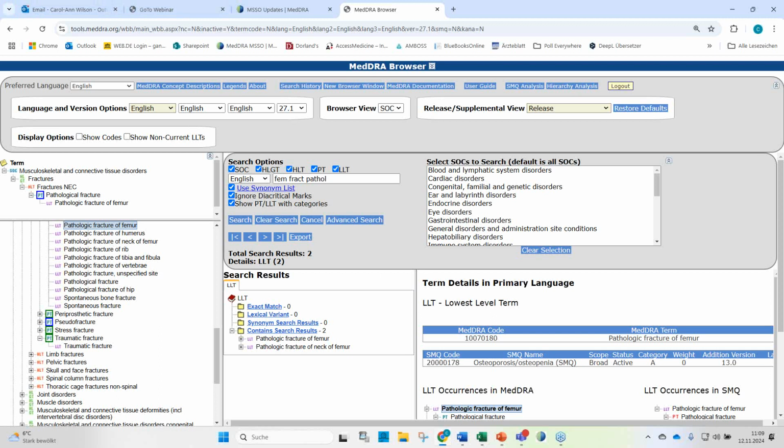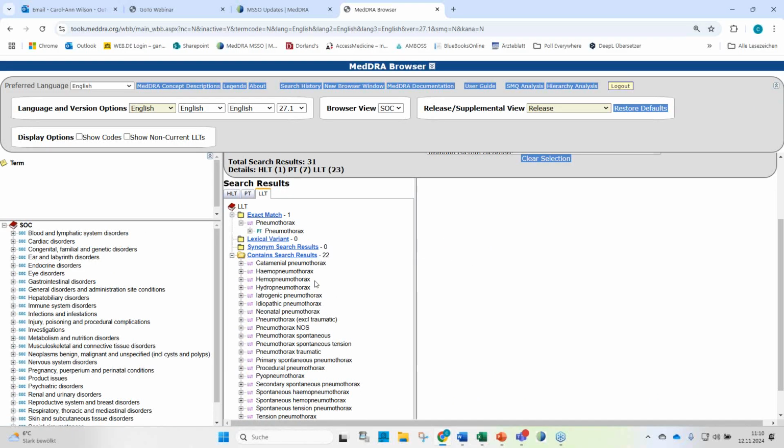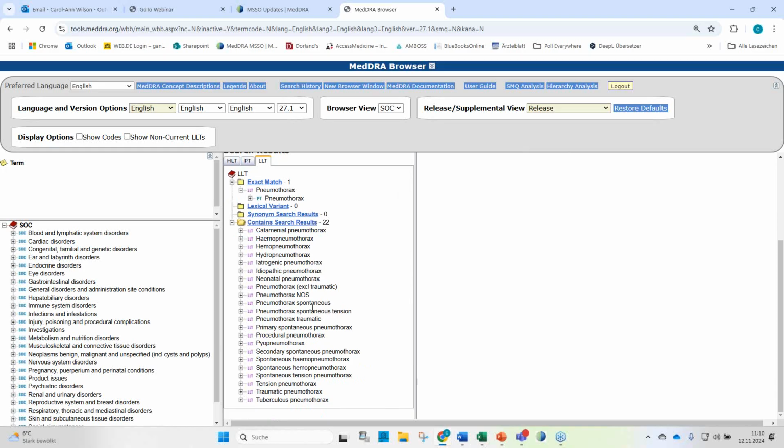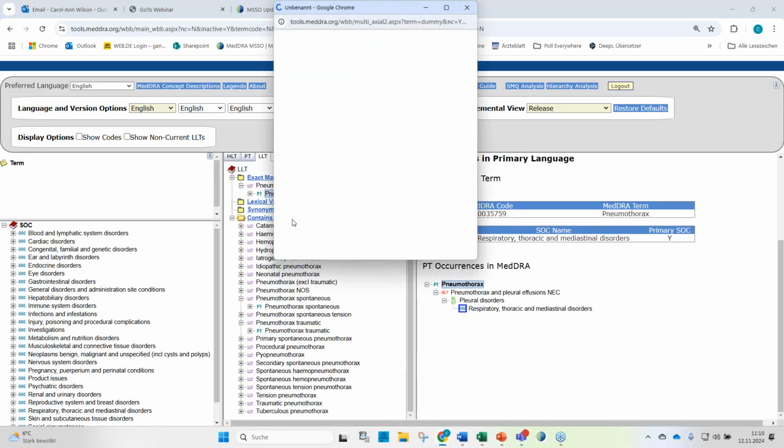Here we are, and look first for the actual verbatim. So for the main part of it, pneumothorax. Let's see what we get here. We have, of course, the plain word pneumothorax. It's grouped under the same PT. In addition, we have hemopneumothorax, so this would not be appropriate. Idiopathic, neonatal, here's the one, the spontaneous one, separate PT, and the pneumothorax traumatic. Here it is.